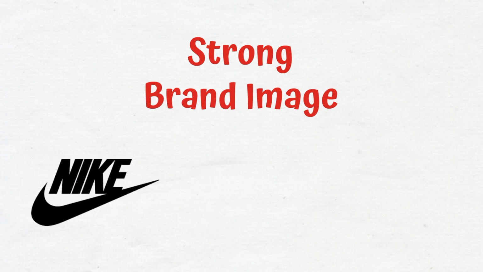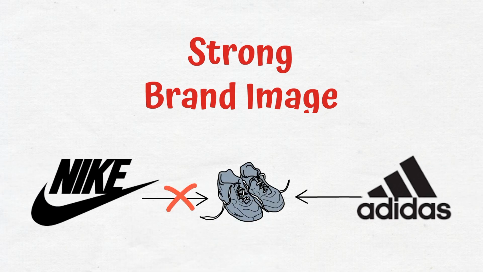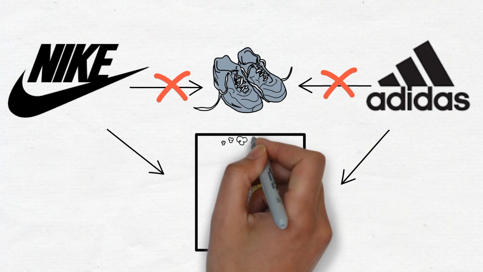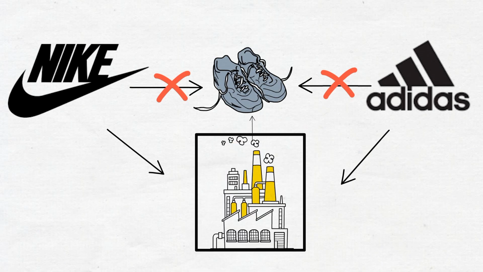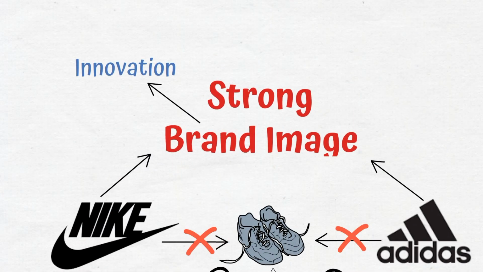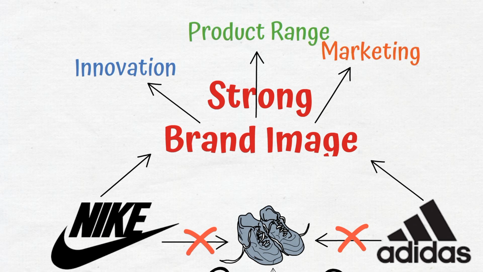Next is a strong brand image. Brands like Nike and Adidas don't manufacture products in their own factories. They outsource production to third-party factories. If these third-party factories can produce high-quality shoes, why don't they make and sell their own? The reason is that companies like Nike and Adidas have created strong brand images through innovation, marketing, and product range.